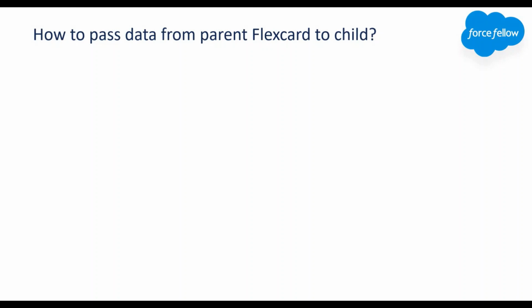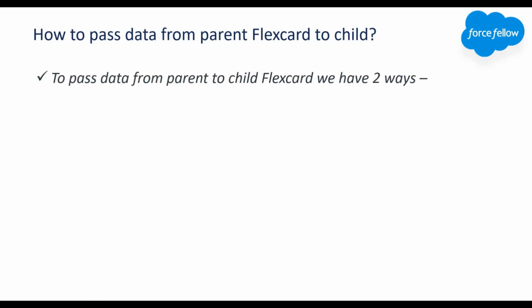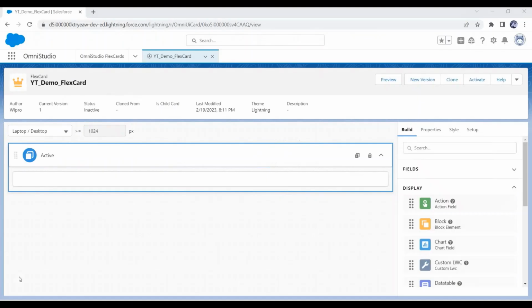Okay. Now next we have how to pass data from parent Flexcard to child Flexcard. So now we have seen that we can call Flexcard into another Flexcard. But let's say we want to send data from parent to child Flexcard. Then what are the available ways for that? Okay. So here we have two ways to pass data from parent to child Flexcard. First is using data node and another is using attributes. So let me show you that in org.